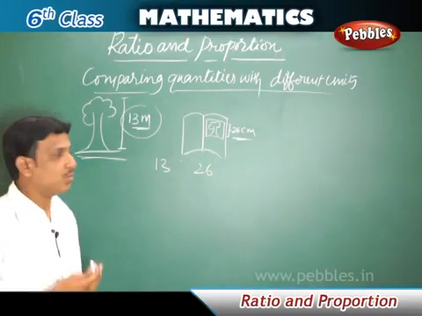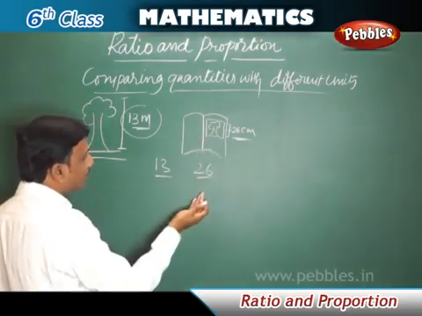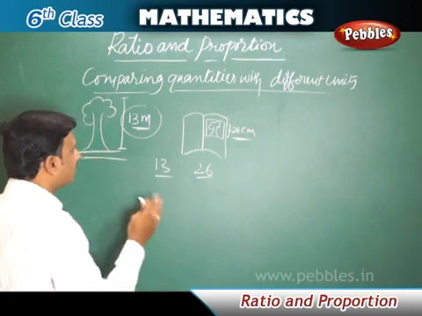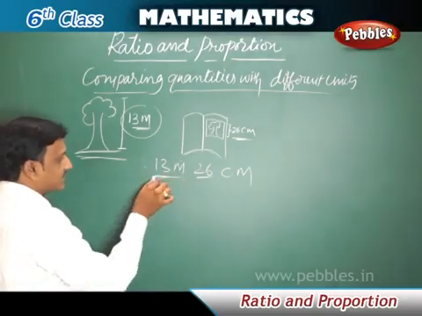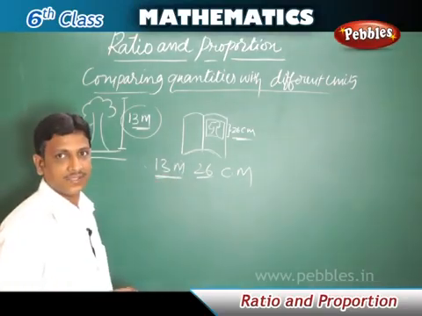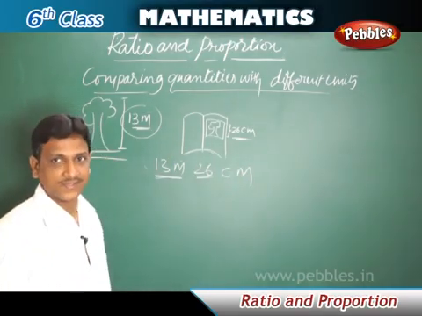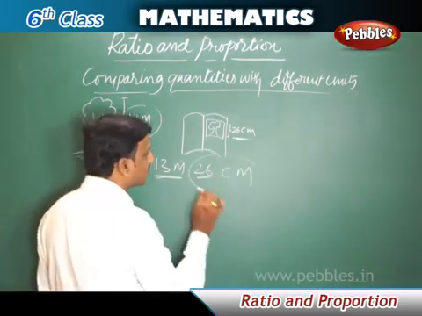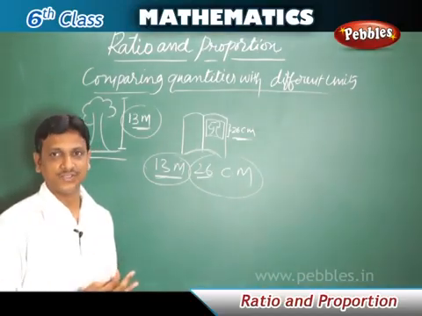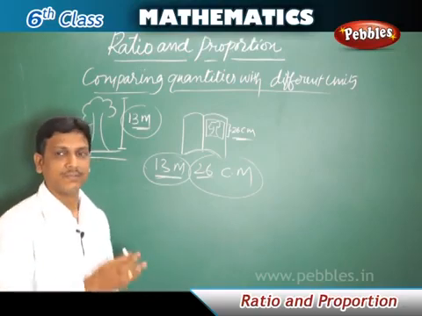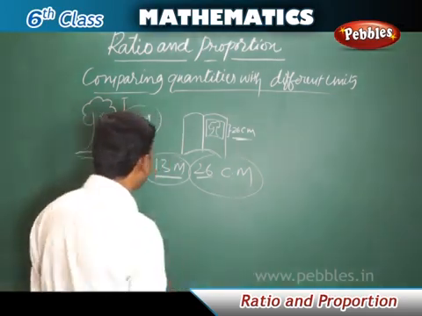No, it is not. We cannot say that just by looking at these numbers. We cannot say the height of the tree is double in the book. It is not correct because this 26 is centimeters whereas this 13 is meters. There is a lot of difference. Now we understood one point that both the values are not of same units. Here the units are centimeters, here the units are meters. But before we go for a comparison, both values must have the same units.